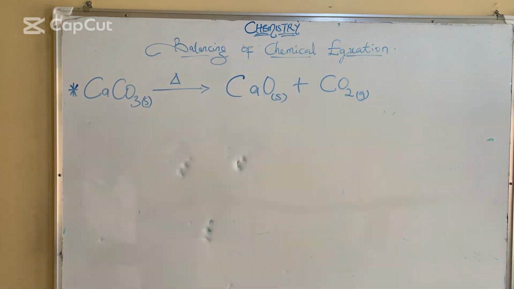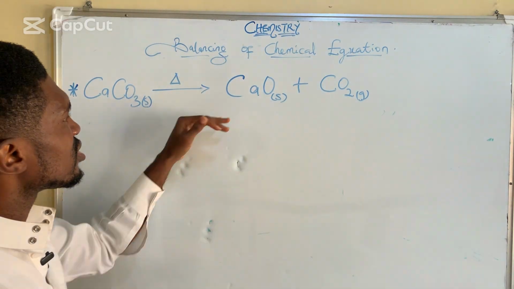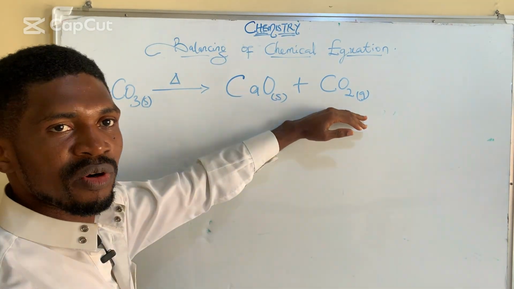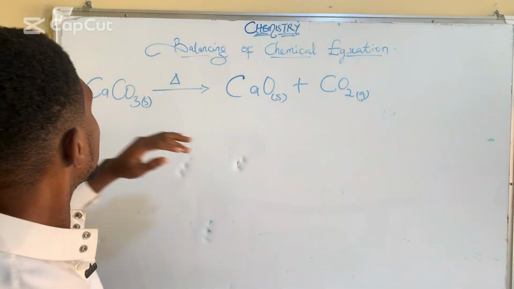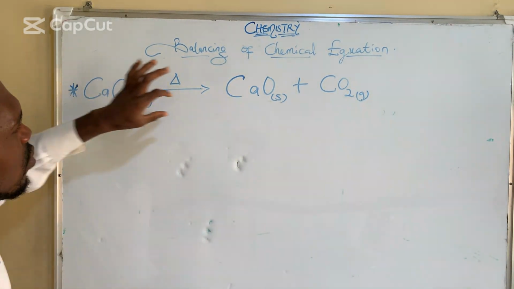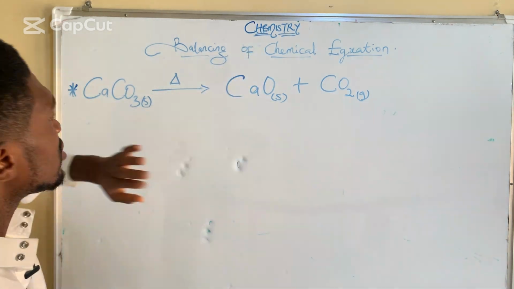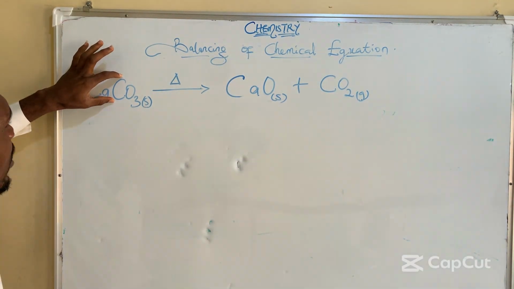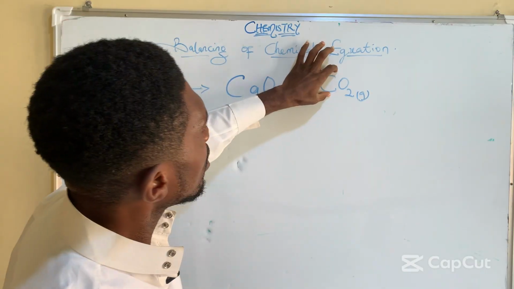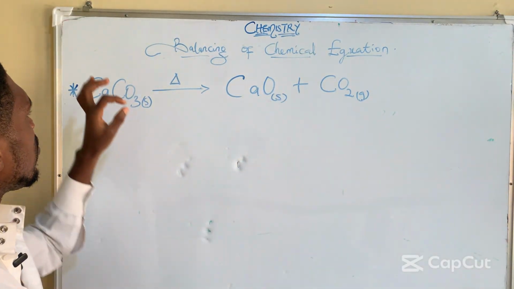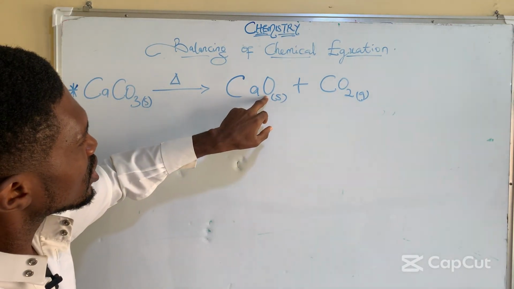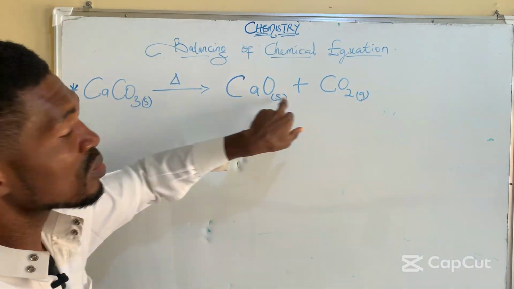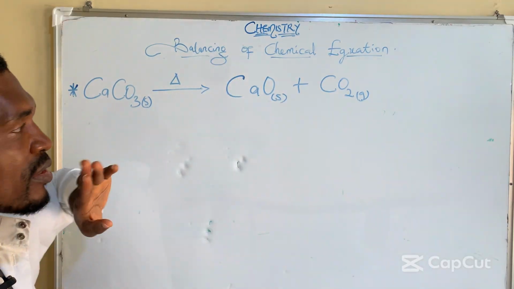Now let's see if our equation is balanced. Of course, this is actually the product you are going to get. But let's now see whether it is balanced. We have one calcium here, we have one calcium here. So calcium is balanced. We have one carbon here, we have one carbon here. Carbon is balanced. We have 3 atoms of oxygen here. We have oxygen, 1 oxygen and 2 oxygen, which is 3 atoms of oxygen.